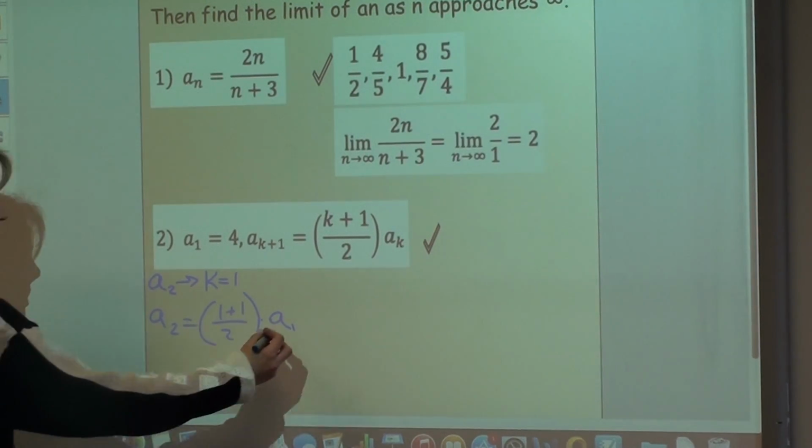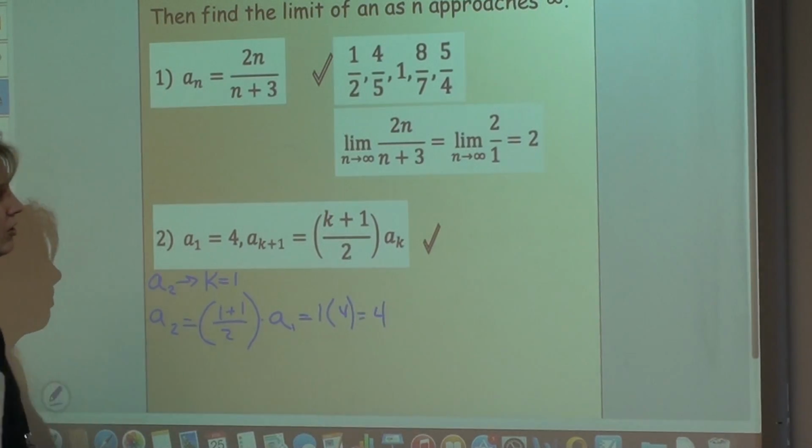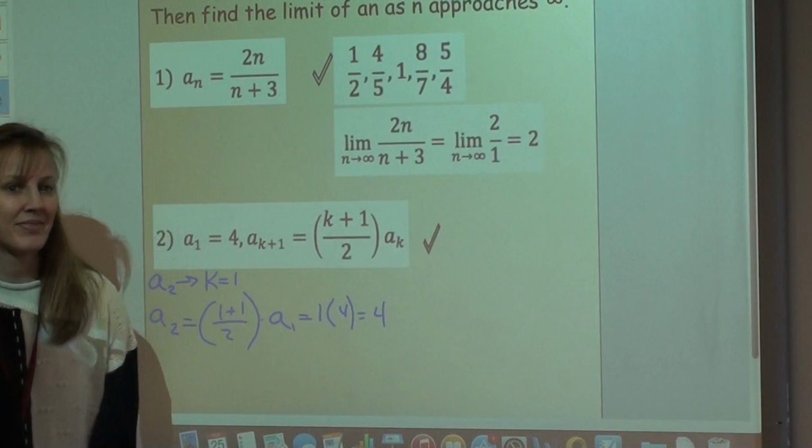So for this one, whoa, the second term's the same as the first. Is that allowed? Yeah.